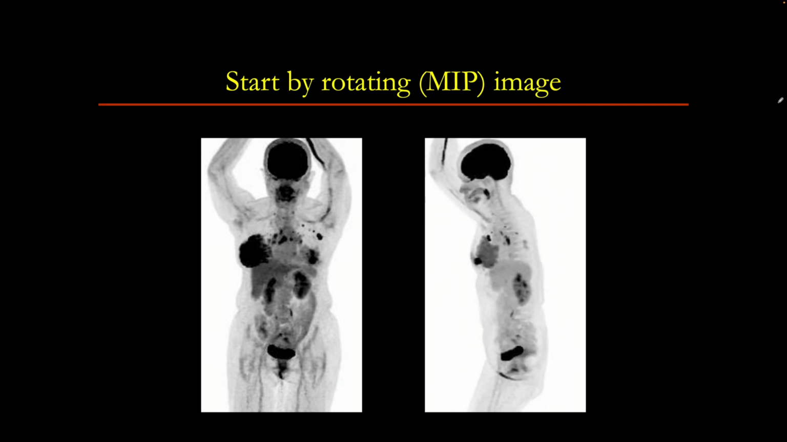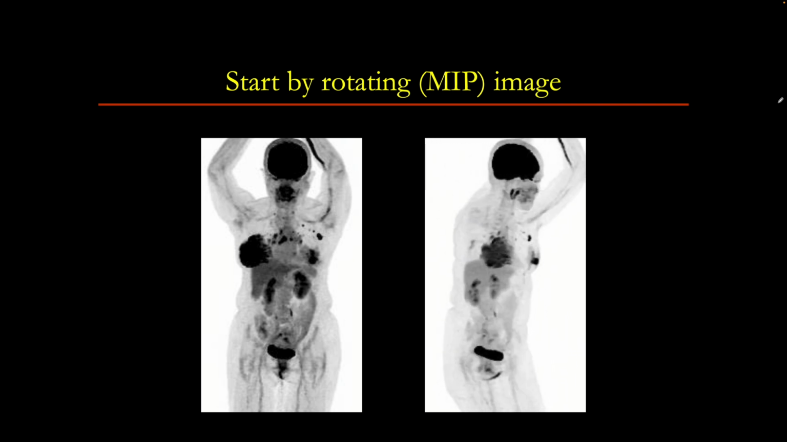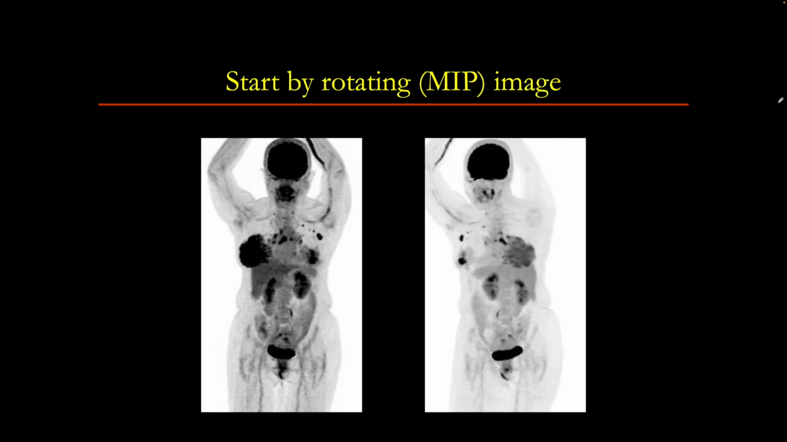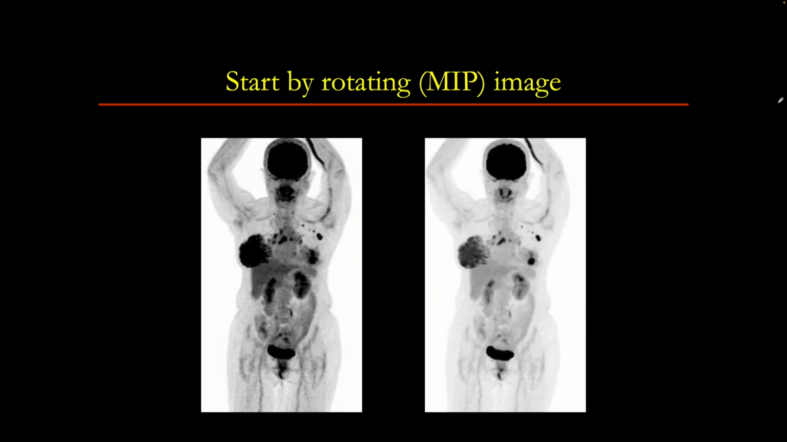Now here the pathology is more clear: they have breast cancer in the left breast, they have extensive metastatic disease from that, and they're probably lactating, and there is increased uptake in the right breast tissue from stimulation. So showing the rotating image is very important.